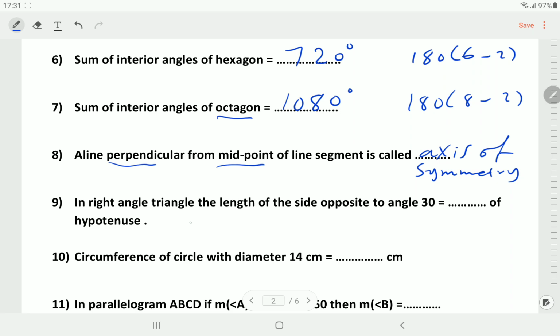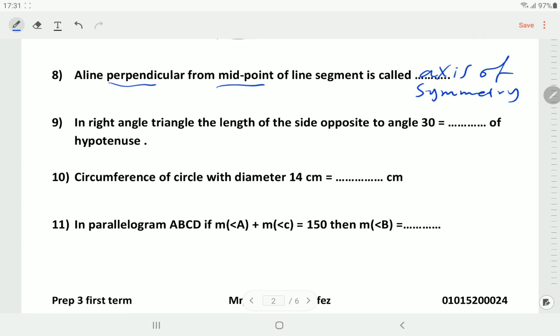In a right angle triangle, the length of the side opposite to the 30 degree angle equals half of the hypotenuse. It's important when you have a right angle triangle with an angle of 30 and another of 60, because 30 plus 90 is 120, and subtracting from 180 gives 60. The third angle is 60. The relation is that the side opposite to 30 degrees equals half of the hypotenuse.